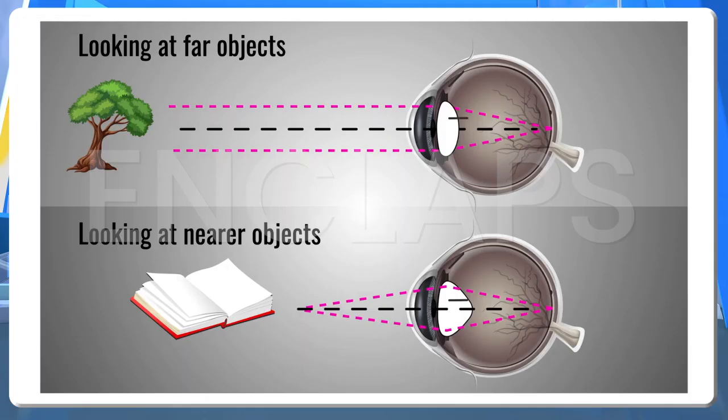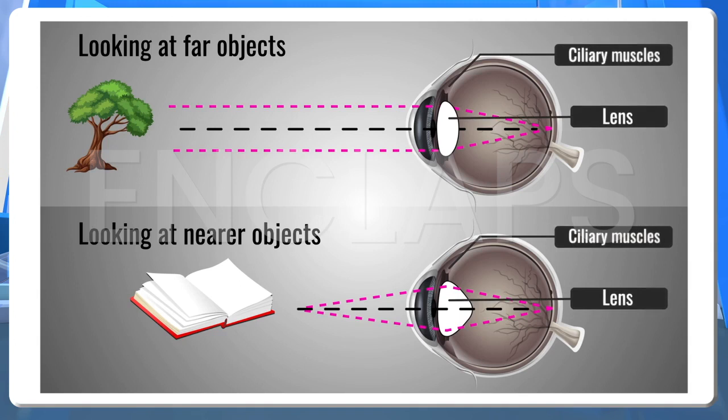When we look at nearer objects, the ciliary muscles related to the convex lens in our eyes are contracted and the curvature of the lens increases. The focal length decreases. While looking at far objects, the ciliary muscles are relaxed and the curvature of the lens decreases. The focal length increases. We have seen that the lens is adjusting the focal length by itself.